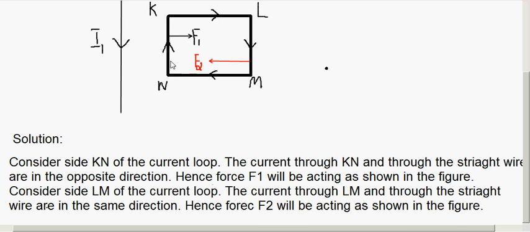Consider side KN of the current loop. The current through KN and through the straight wire are in the opposite direction. Through I1 it is downward, through KN it is upward. Hence force F1 will be acting as shown in the figure. Consider side LM of the current loop. The current through LM and through the straight wire are in the same direction. Hence force F2 will be acting as shown in the figure. Now F1, the side KN being closer to the conductor, F1 will be greater than F2, and hence the current loop will be moving away from the infinite current carrying wire.